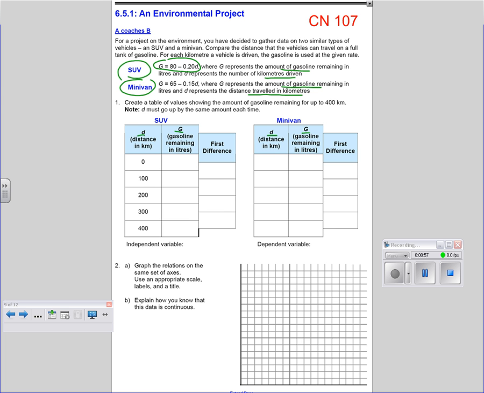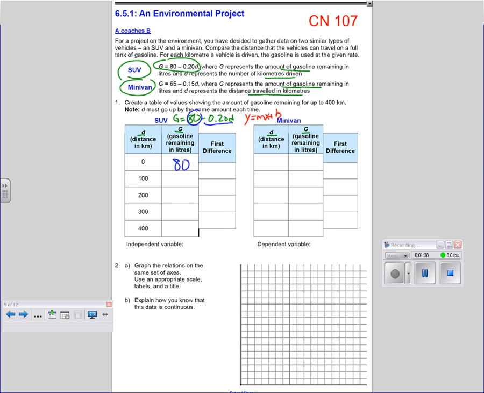So I'm just going to write the SUV's equation up above. So G is equal to 80 minus 0.20D. I know, because it is a line, that it's something like y equals mx plus b. So the value of negative 0.20, because it's attached to the variable D, is my rate of change. That means 80 is my starting value. So when I have a distance of 0, my starting value is 80.